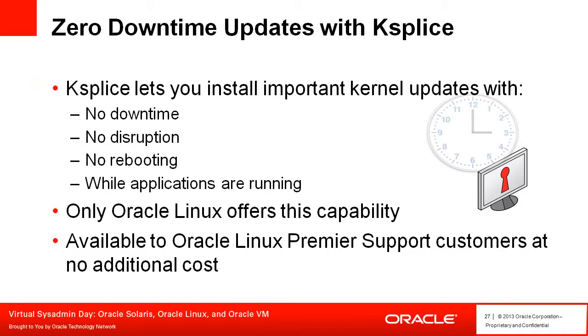This is where Ksplice enters the scene. Using Ksplice, you can apply critical fixes to the Linux kernel at runtime, without disrupting ongoing operations or having to negotiate any downtime. This is a feature unique to Oracle Linux. Updates can be applied on the live system while applications continue to run uninterrupted.